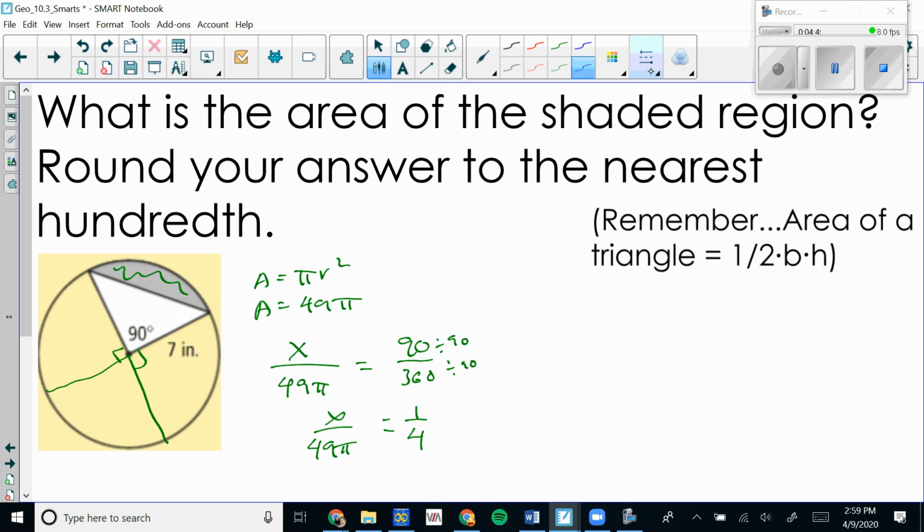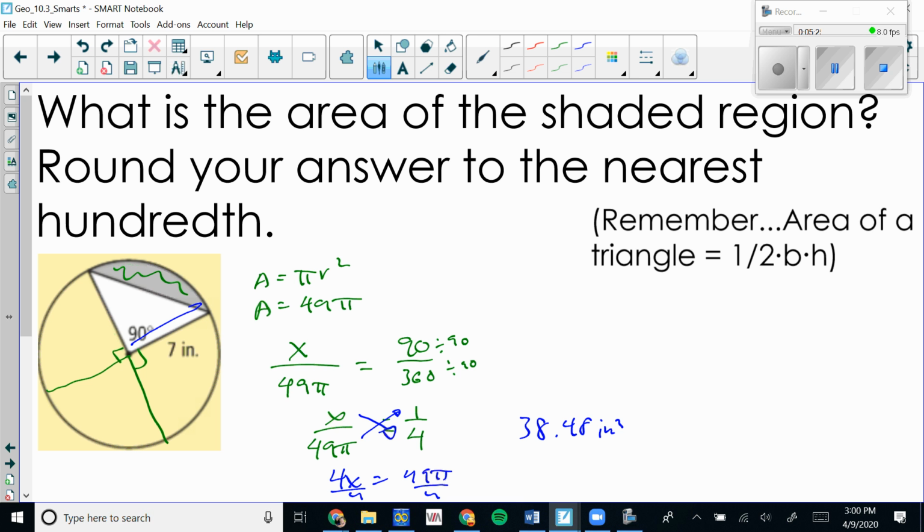Then if I cross multiply, I'll do that in blue, we get 4x equals 49 pi, and then divide by 4 on each side. If I take 49 pi in the calculator and divide by 4, I get 38.48. That's inches squared this time, not millimeters. But that's not what we're looking for. We're looking for that shaded region.